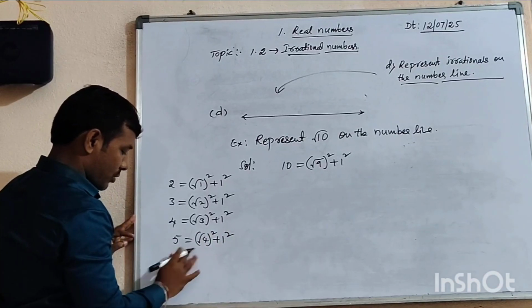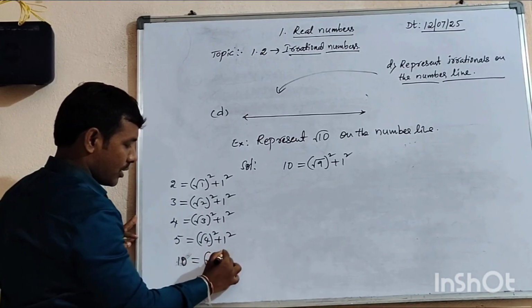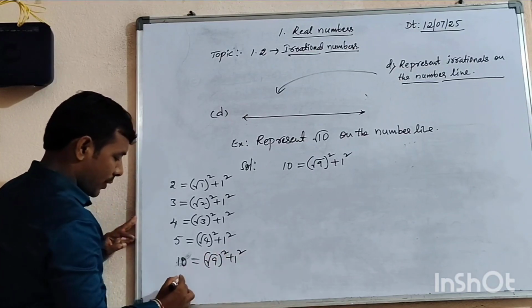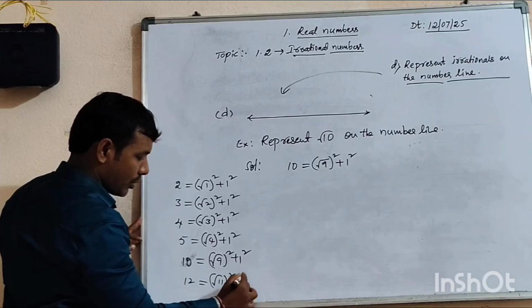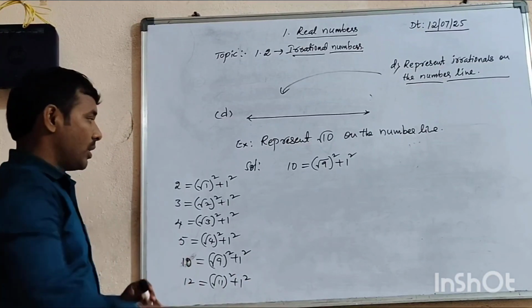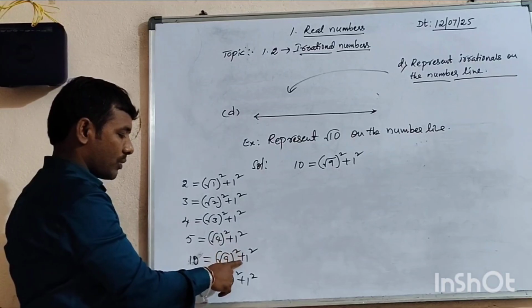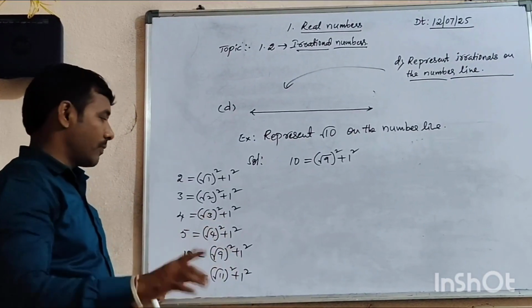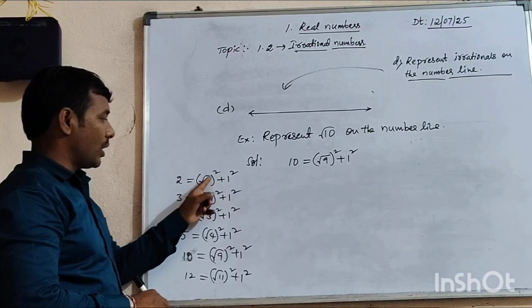Suppose 10 is there, how to write? Square root of 9 whole square plus 1 square. Lastly, if it is 12, how to write? Square root of 11 whole square plus 1 whole square. What do you observe, tell me. Plus 1 square is fixed every time. But here, for 2, just square root of 1 square.